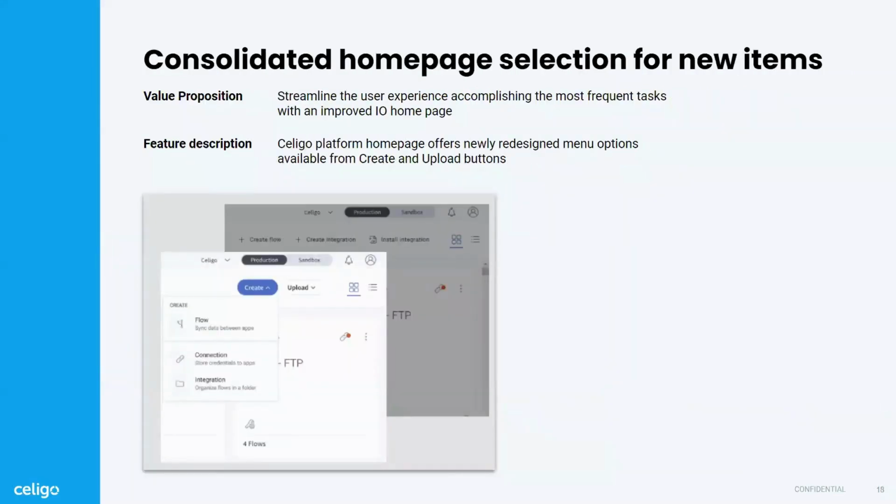And our second feature is around the consolidated homepage selection for new items. Again, we're looking at UX overall, trying to find ways to improve our customers' experience. This is one of a number of features we have both delivered and are certainly having more on the roadmap. It just improves overall usability, with fewer clicks for the user. From the homepage, either the create option or the upload option, you'll now see options to go straight into flows, connections, or integrations. Again, a much cleaner view, takes away a few clicks. Usability wise, we think this is a far better experience for the user than what you've seen in the past.